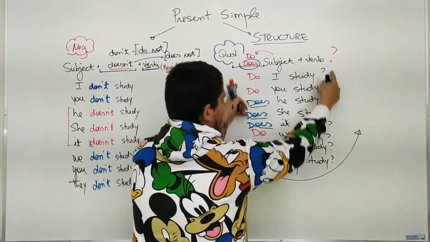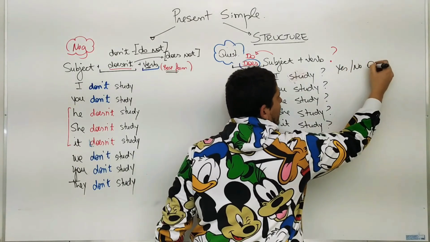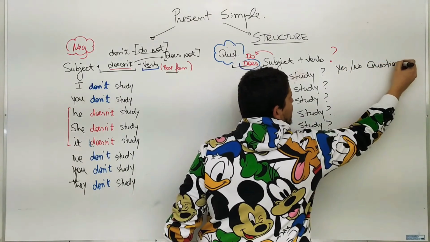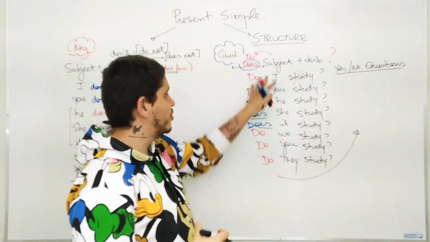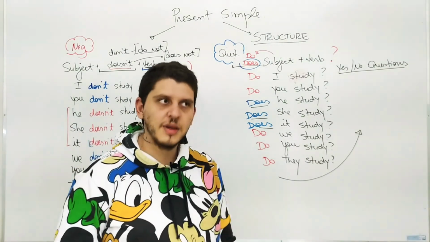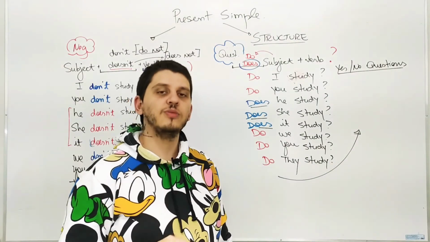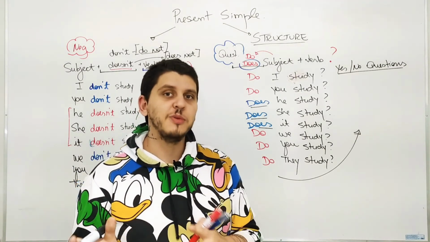And by doing this, we have what we call yes, no questions. Yes, no questions. It means that the answers for those questions are either yes or no. Do you study? Yes, I do. No, I don't. There are only two possible answers.